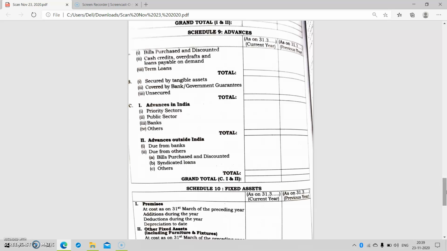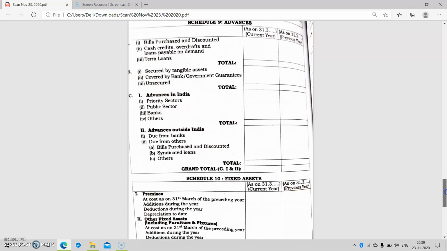And under that, all types of advances like loans, bills purchased and discounted, cash credit, overdraft, loans payable on demand, term loans, all such things can be shown. And if priority sector advances are given separately, you can show that. Public sector advances differently, if it's given, you can show that. And so that's all about the advances.